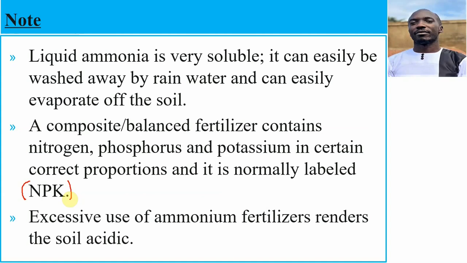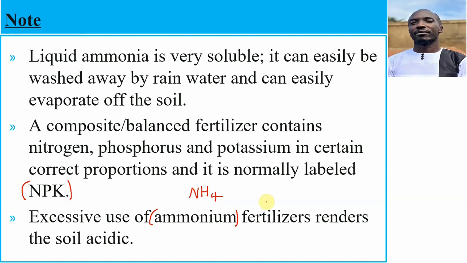Then excessive use of ammonium fertilizers renders the soil acidic. So this is one of the disadvantages of using ammonium fertilizers. There are fertilizers that contain ammonia. Most of them will start with ammonium something: ammonium sulfate, ammonium phosphate, and all that. As long as it starts with ammonium, we say that is an ammonium fertilizer. So it renders the soil acidic, so the soil becomes acidic.